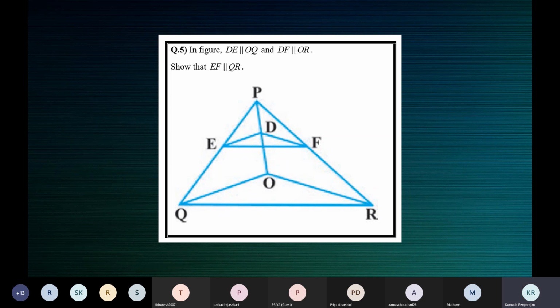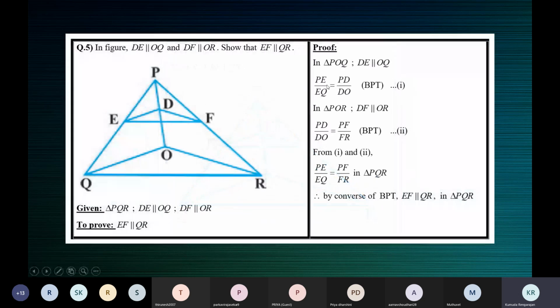Sometimes doing this orally, this is how the proof goes. You will write a proportion from this triangle, from this proportion. On comparing, you can compare because there is a side common to both the triangles. There will be this ratio PD by DO common. So you get a new proportion. That new proportion, in converse of BPT, you can prove that EF is parallel to QR. So let me show you the proof. Please go through the proof.